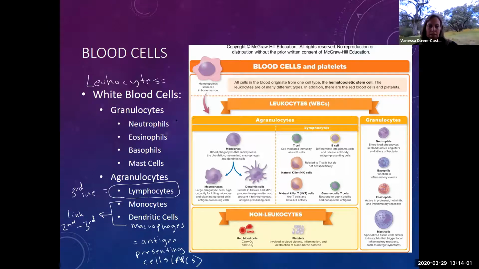This term granulocytes versus agranulocytes has to do with granules being inside the cells. So if you look at this picture here, you'll see that all of these granulocytes actually have granules inside them. Neutrophils, basophils, eosinophils, and mast cells. Mast cells, most of us are most familiar with, maybe not because of the name of them, but because of what they are involved in.